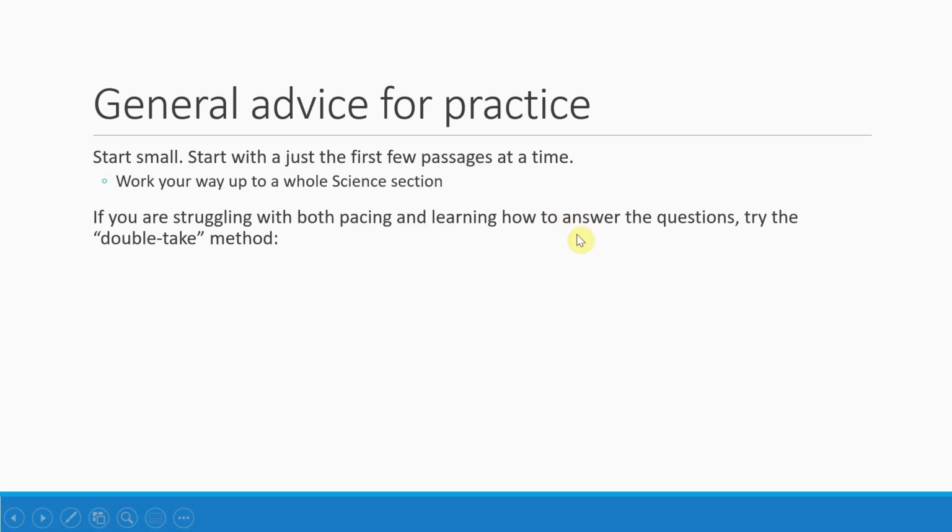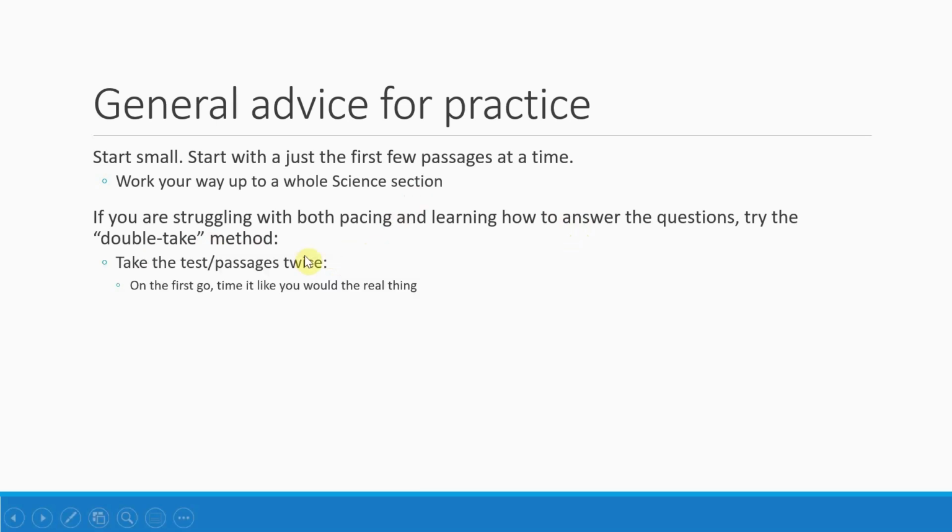If you're struggling with both the pacing and learning how to answer the questions, because those are two key things you're going to have to learn here, try what I would call the double take method. Keep in mind that's for practice. You're not going to be able to do this in the real test, but it's a good way to practice your pacing so you don't practice any bad habits, but also giving yourself the time to really learn what's going on here and how do I approach this section.